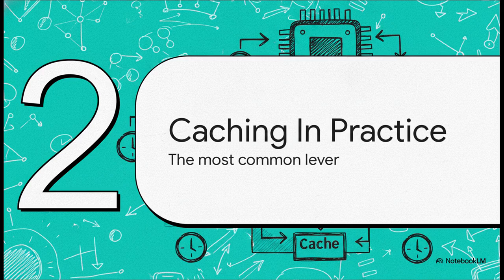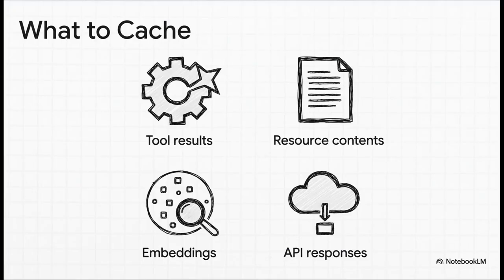So let's dive a little deeper into caching, because honestly, it's often the first and most impactful lever you can pull. Anytime you find a slow operation, the very first question you should ask yourself is, can I cache this? So what makes for a good caching candidate? Well, things that don't change very often. Stable tool results are just perfect. If a function always gives you the same output for the same input, cache it. The contents of static files, embeddings for search, and especially responses from slow external APIs, these are all prime targets.